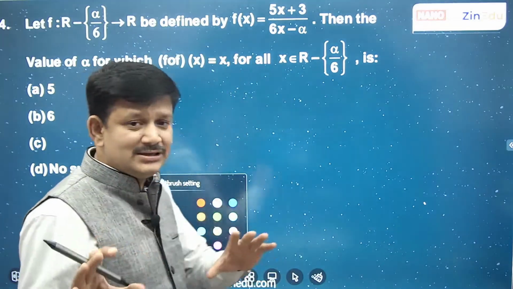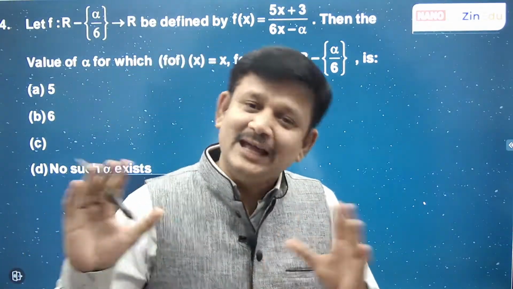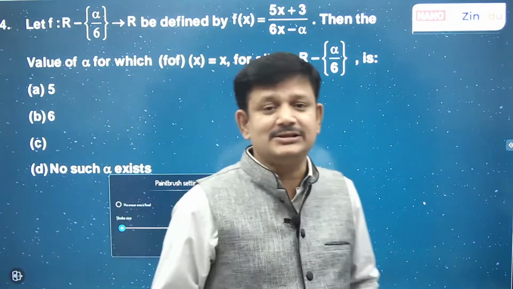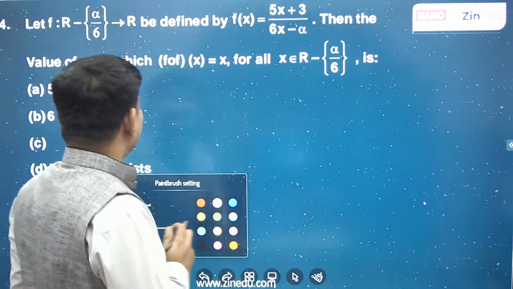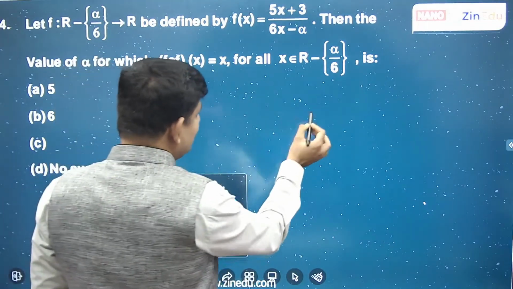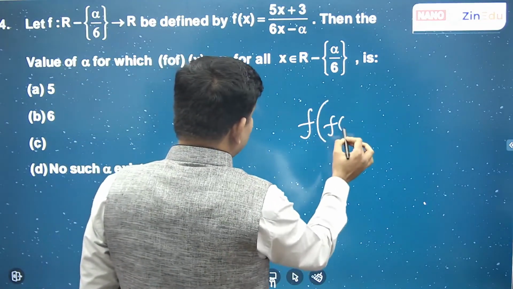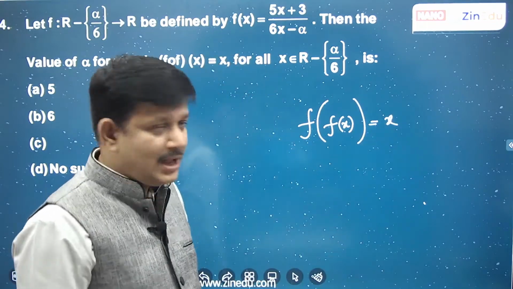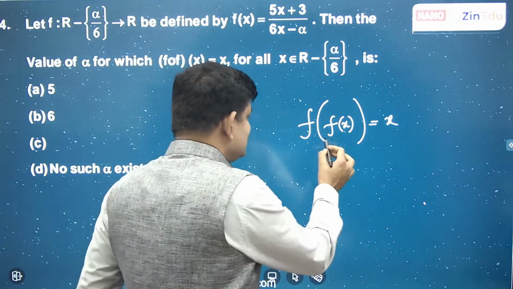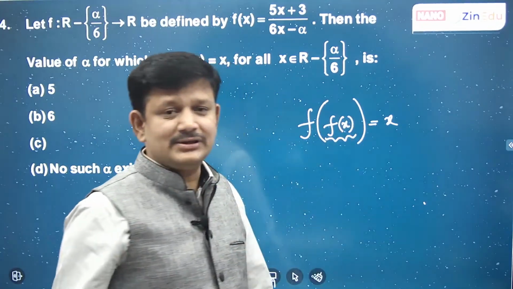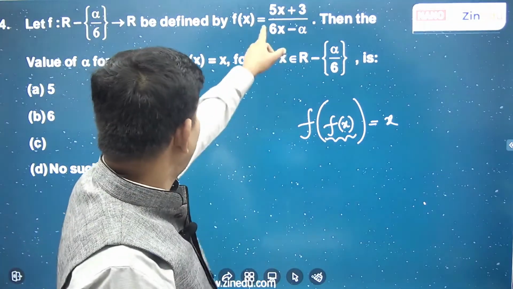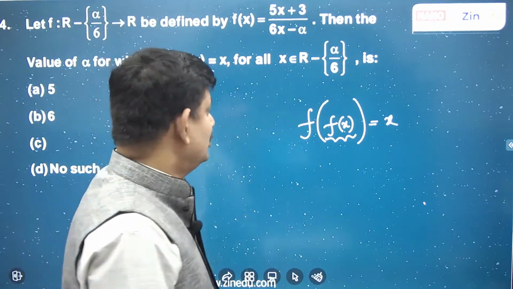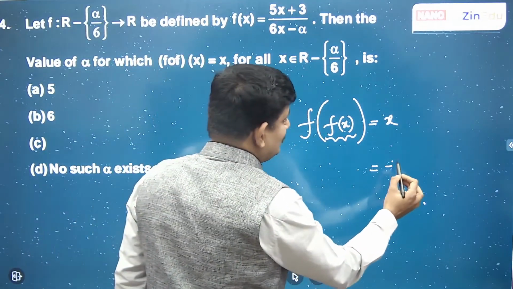But in examination, you will not have time for all that novelty. We have to find out some smart methods. So what could be a smart method? What is given here? f of x is equal to x. Identify some value of x for which f of x is 0. Which value of x makes f of x 0? Obviously minus 3 by 5. So I'll choose x is equal to minus 3 by 5.